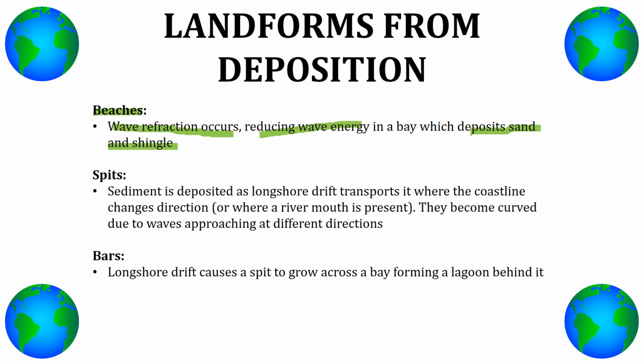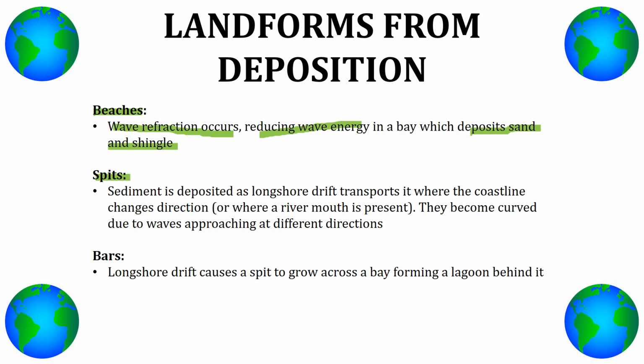So beaches are basically accumulations of sand and shingle, and this is where deposition occurs, often in sheltered areas such as bays, and because the bays are curved, when waves enter this area, they refract, they become curved, which is why wave refraction occurs, and this causes the waves to lose energy and therefore spread out on the bay and deposit sand and shingle.